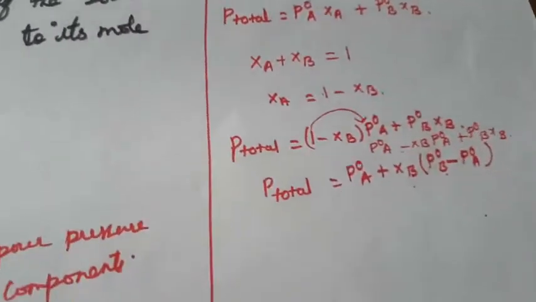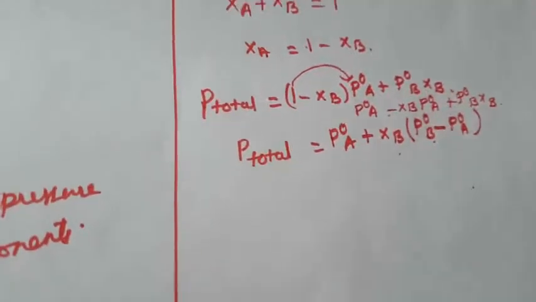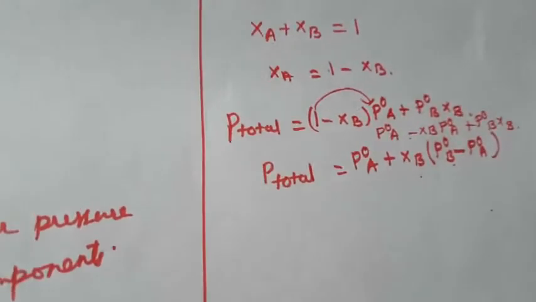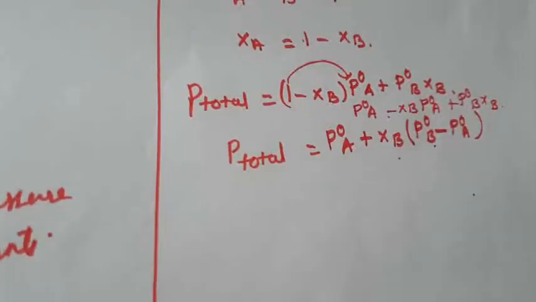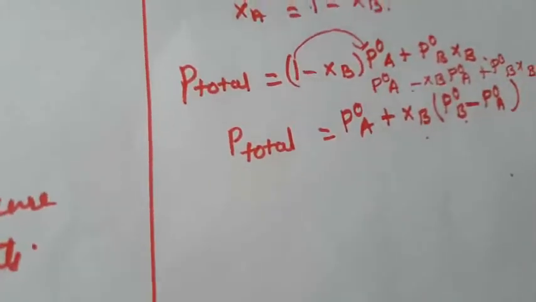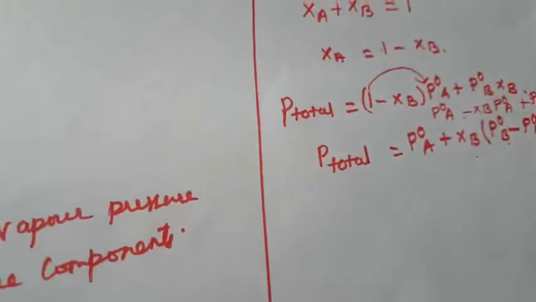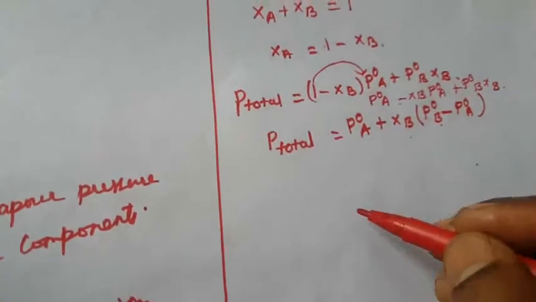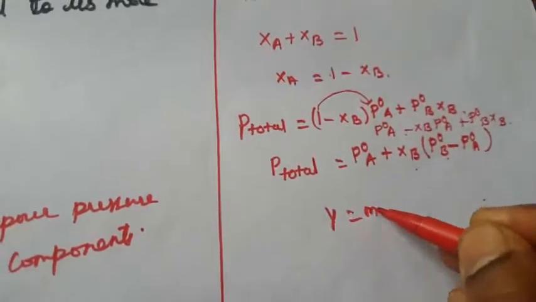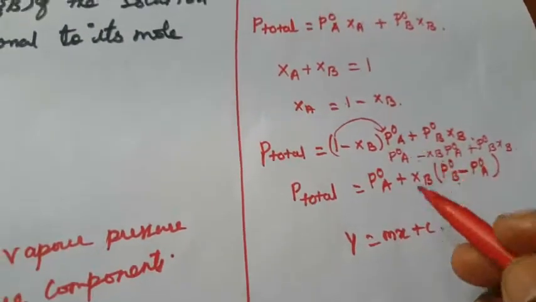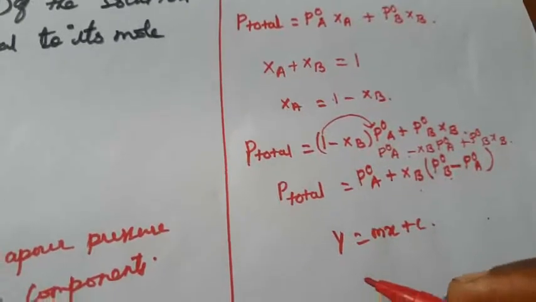This is P total, the total vapor pressure. This is the relation between Raoult's law, the total pressure, and the partial pressures of a given mixture of any two components. The above equation is a straight line equation, y = mx + c. The plot is P total versus XB.